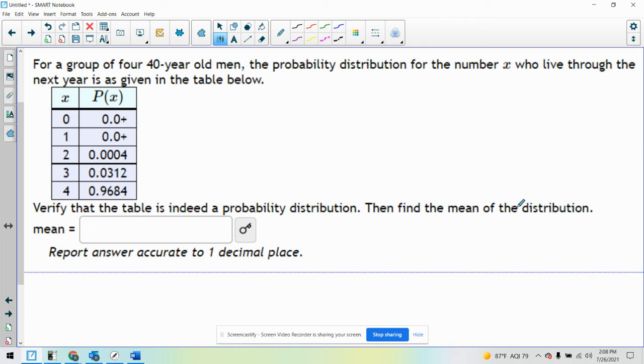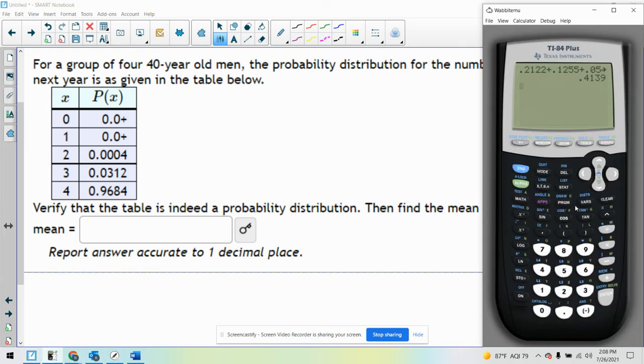So when it asks you to find the distribution mean from a table like this, you're going to put this into your calculator. I'm going to go to Stat, edit the list. I'm going to clear out L2 and clear out L1. So I'm just going to put all the outputs, 0, 1, 2, 3, 4, into L1, and their respective probabilities in L2.